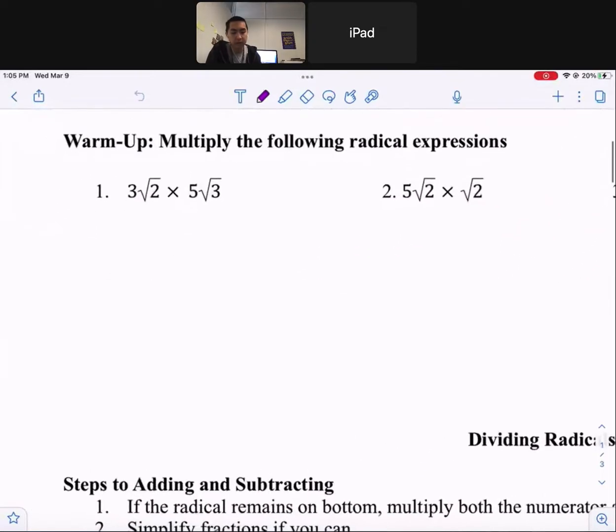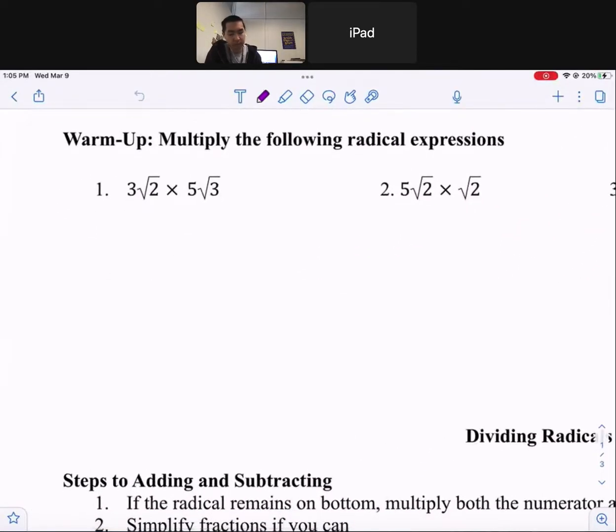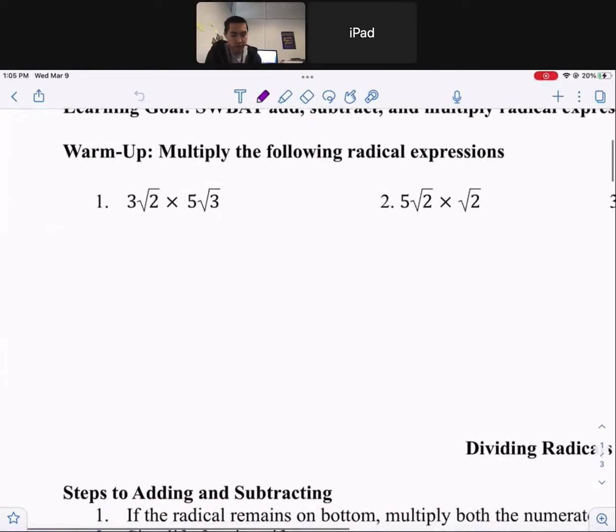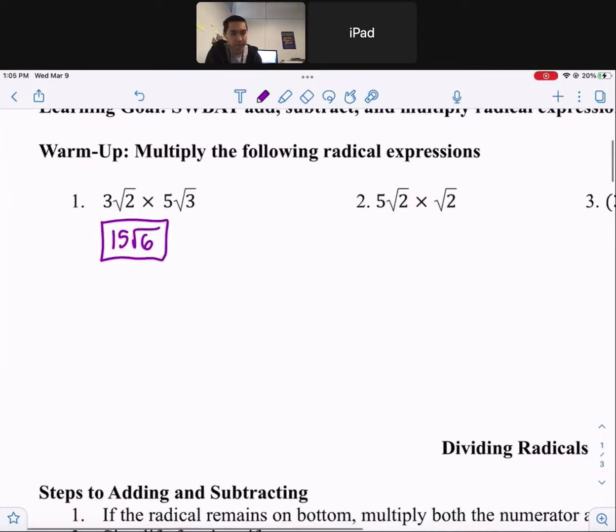First we started with a warm-up, and when it comes to multiplication, just remember you multiply the two coefficients together, which is 3 times 5, and your two radicands together, which is 2 times 3. And we can't simplify that. We just get that, right? Can't simplify the square root of 6.